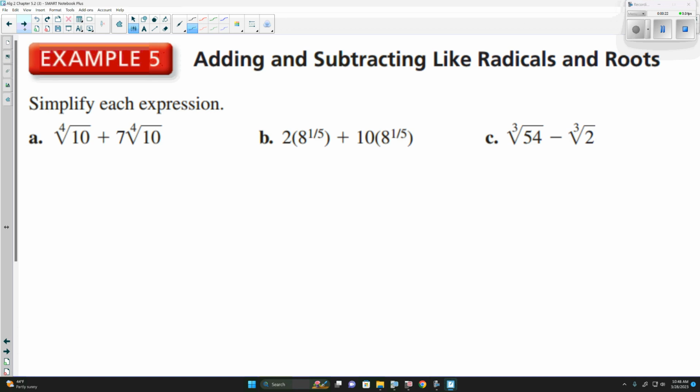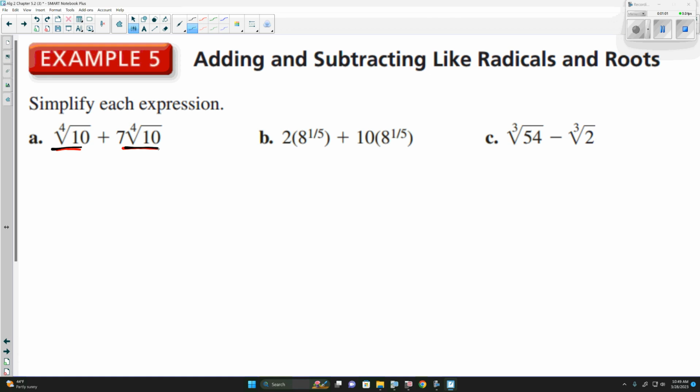Now, the first thing we're going to be looking at is addition and subtraction, simplifying these with addition and subtraction. We're able to add or subtract like radicals if the roots are the same and the numbers inside the radicals are the same as well. So when we look at this here, we've got the fourth root of 10 plus 7 times the fourth root of 10. Since both of these are fourth roots and the number inside of them is 10, it means we can add these two together.